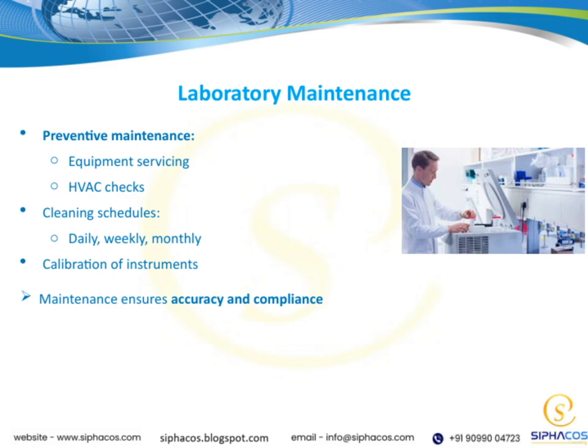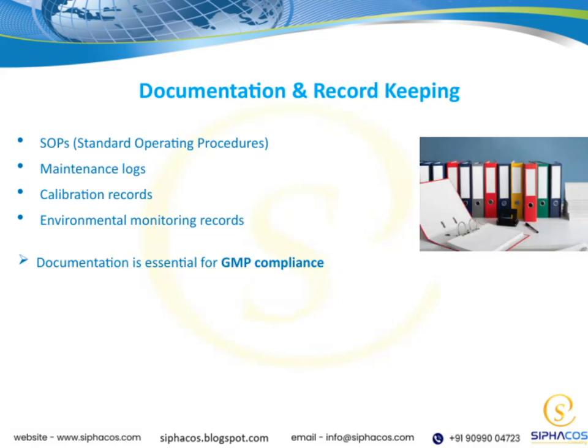Additionally, calibrating instruments regularly is crucial to ensure accurate measurements. All of these maintenance activities play a vital role in ensuring our lab's accuracy and compliance with regulatory standards. By staying on top of maintenance, we not only protect our equipment, but also ensure that our results are reliable and trustworthy. Let's talk about documentation and record keeping.